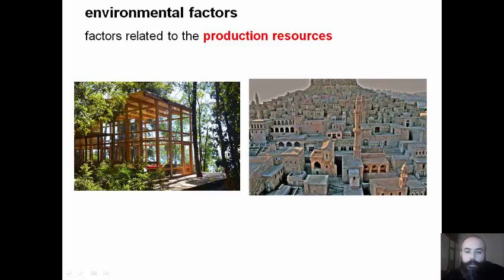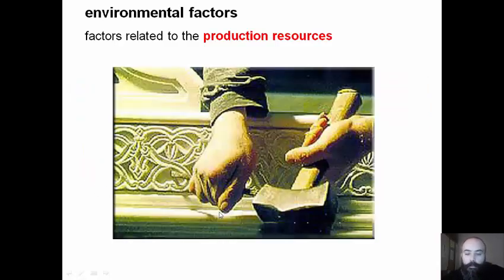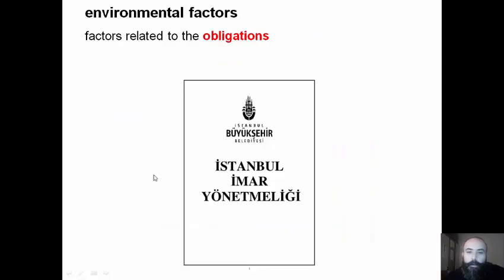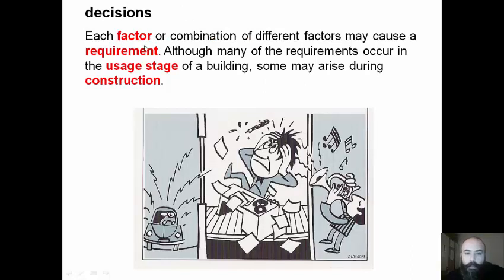The third group, production resources. These factors include the building materials, the raw materials that are found nearby the construction site, like the stone or the wood or something else. And builders, their competence, their ability, if they are good enough or not. Of course, for the fourth group, we have obligations, all the laws, standards, etc. we need to follow.